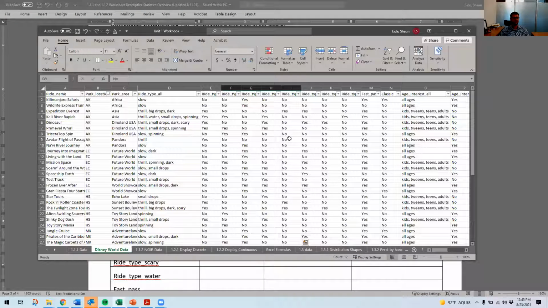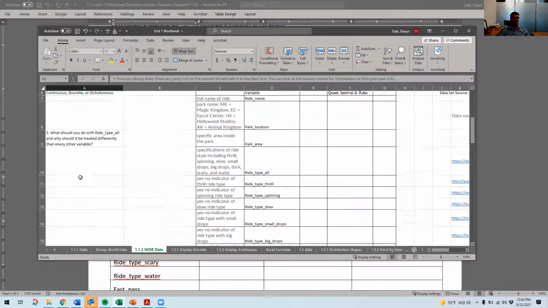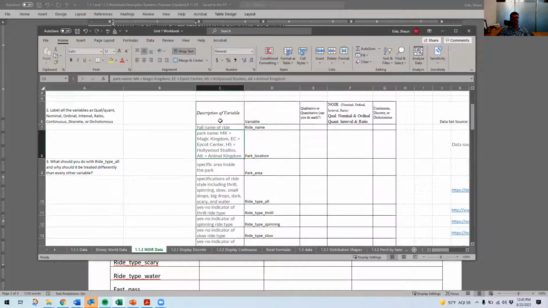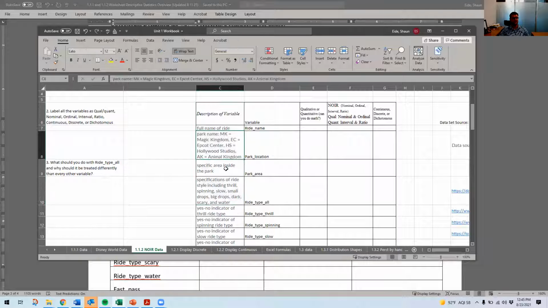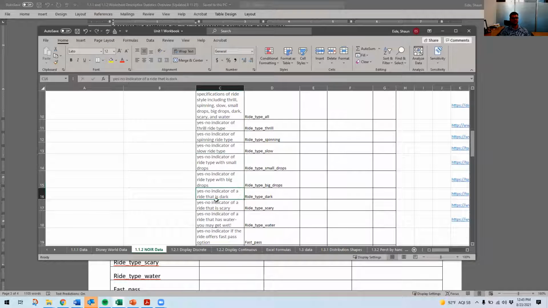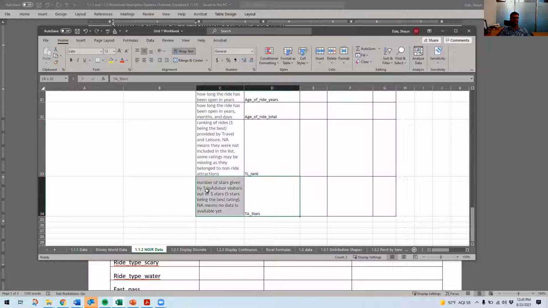So if you look at the Disney World data, you'll notice we've got all this information right here. And then 1-1-2, you'll notice we've got, what should you do? You've got all of these variables: the name, the type of the area inside the park, the specific type of ride, a yes/no indicator of whether or not it's a slide with drops, and so on and so forth. And so you'll see all these types, all these descriptions for the variable name.